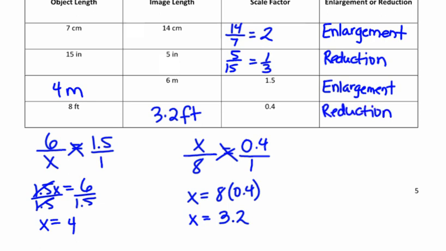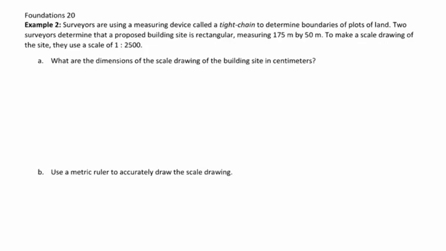Example 2. Surveyors are using a measuring device called a tight chain to determine boundaries of plots of land. Two surveyors determined that a proposed building site is rectangular, measuring 175 meters by 50 meters. To make a scale drawing of the site, they use a scale of 1 to 2500. What are the dimensions of the scale drawing of the building site in centimeters?